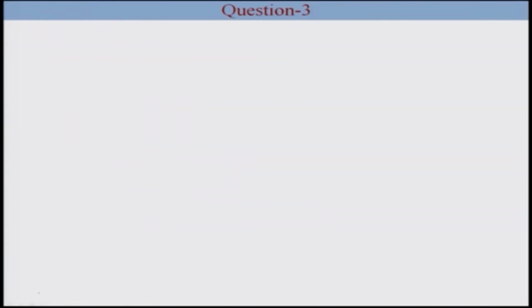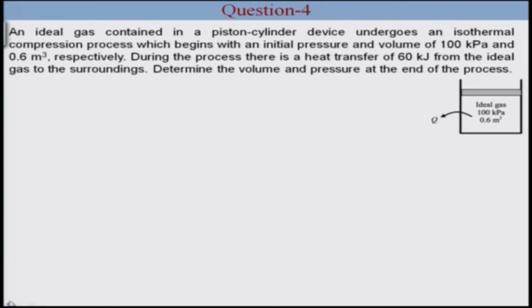So let's move to the next question. An ideal gas contained in a piston cylinder device undergoes an isothermal compression process, which begins with an initial pressure and volume of 100 kilopascal and 0.6 meter cube respectively. During the process, there is a heat transfer of 60 kilojoule from the ideal gas to the surroundings. Determine the volume and pressure at the end of the process.